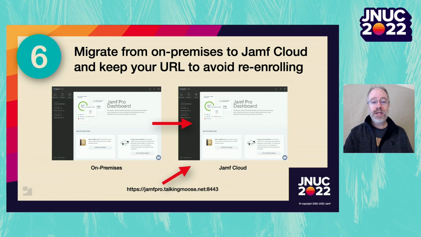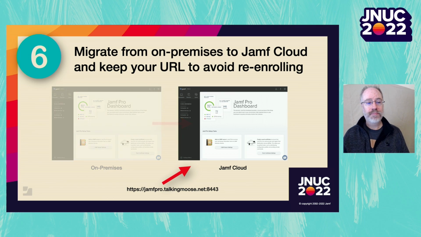As your devices check in, they'll start talking with the Jamf Cloud server. At this point, you can decommission your on-premises server. There's no need to redo your APNS certificate or Apple Business Manager or Apple School Manager tokens. Everything moves over. As far as your devices are concerned, they're still talking to the same server. If you're interested in migrating to Jamf Cloud, reach out to your customer success team or contact Jamf support.